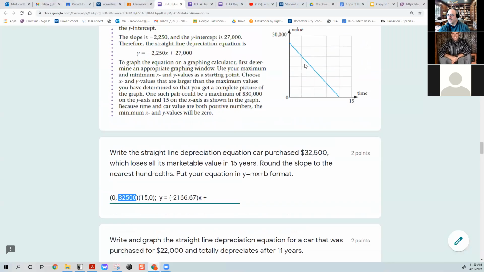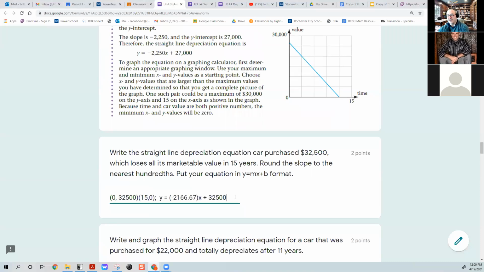Why? Because remember, that first coordinate point is where the line hits the y-axis, where x is 0, right? So then our y-intercept is always going to be that number when x is 0. The y-intercept is the coordinate point when x is 0.